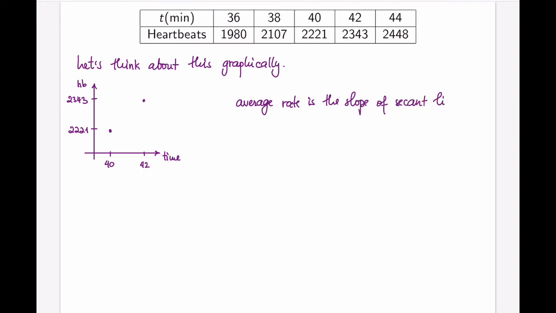Now, the way that we compute the slope of a secant line is rise over run. So how much have I risen to go from this point to this point? I have risen this amount. So 2343 minus 2221 divided by the run. And how much have I run between here and here? Well, 2, or really if we want to do the arithmetic, 42 minus 40. So the slope will come out to be 61.